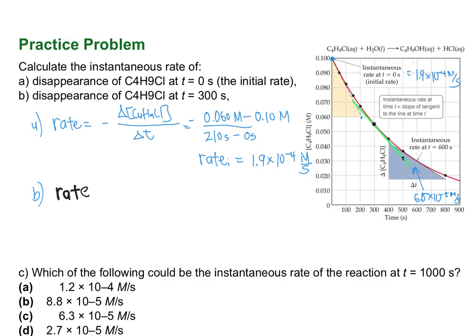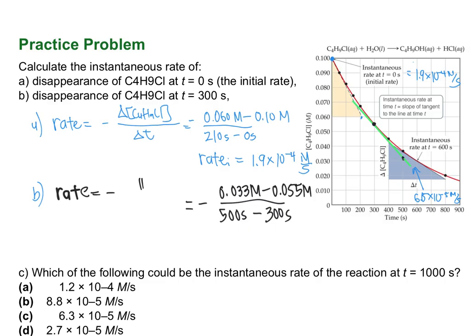Okay, so what we'll do is we'll say that our rate for part B is equal to negative, the same equation. Our times that we picked were 500 seconds minus 300 seconds. And at 500 seconds, I'm approximating it to be 0.033 molar. And at 300, it looks like it's about 0.055 molar.